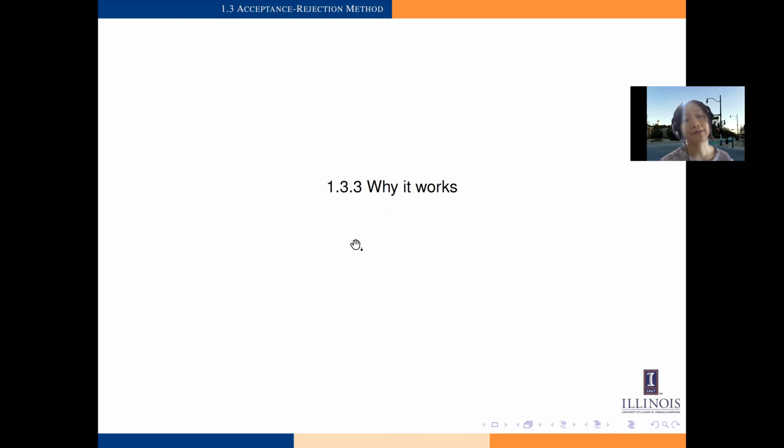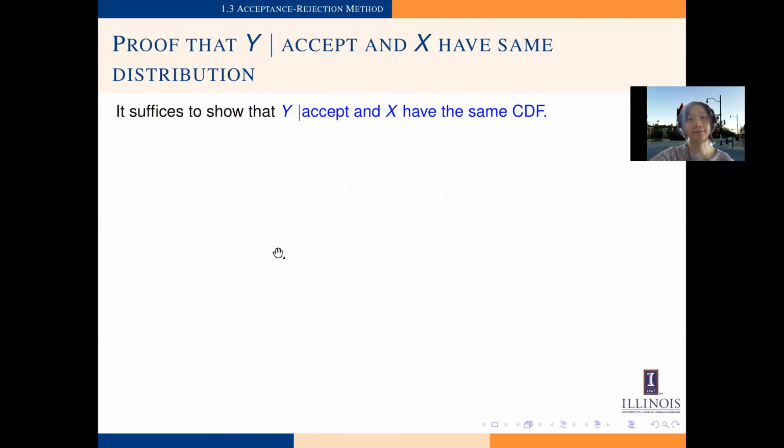A question you might have at this point is, why does it work? So why are the samples that we drew using the acceptance rejection method actually following the distribution that we originally want to sample from? Let's see a proof for this.